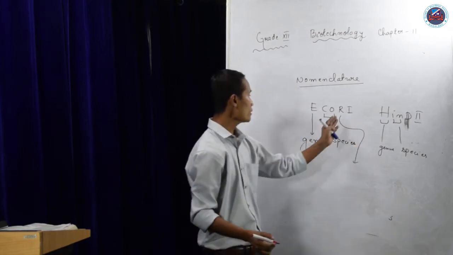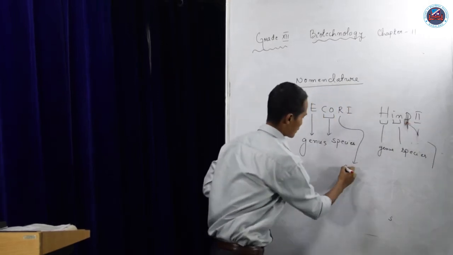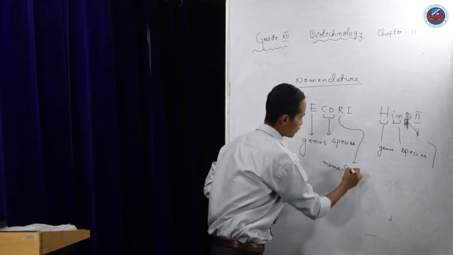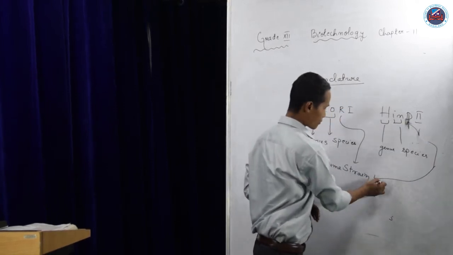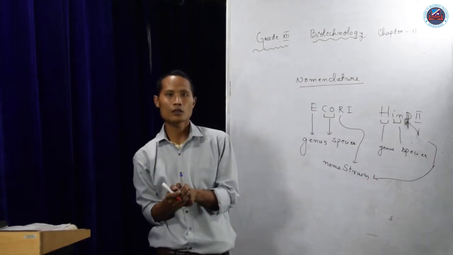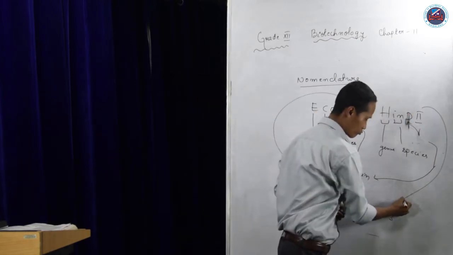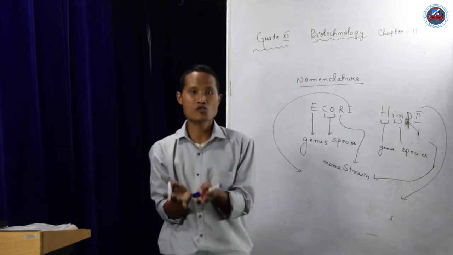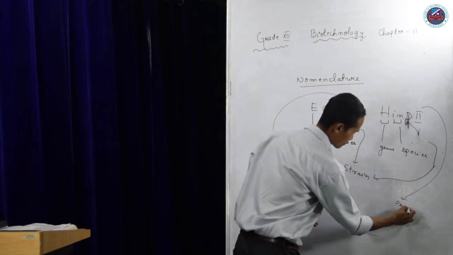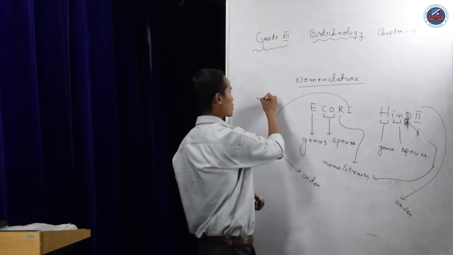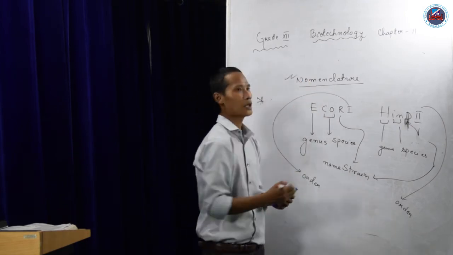R represents the name of the strain. So likewise, this d represents the name of the strain. Now, this Roman numeral I or Roman numeral II is said to be the order. Now, this is what you have to know. This was also asked in your NEET examinations. So this is very important.